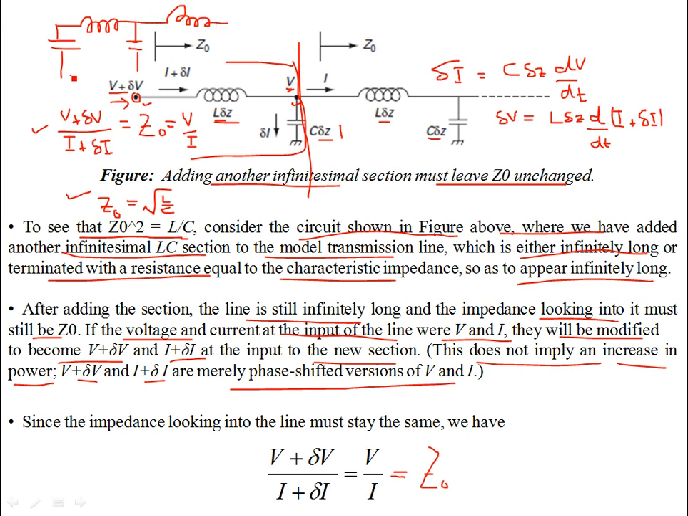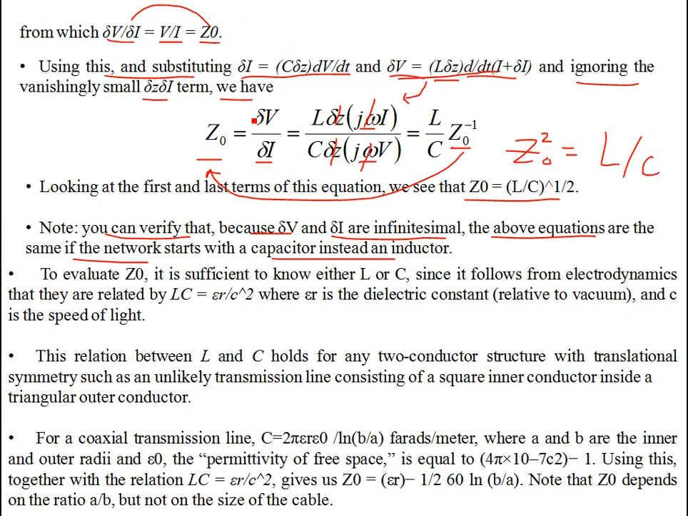The characteristic impedance Z naught will still be equal to the square root of L by C. Okay, you can work this out. Even if you start with the shunt branch, you can show that Z naught is still equal to the square root of L by C.